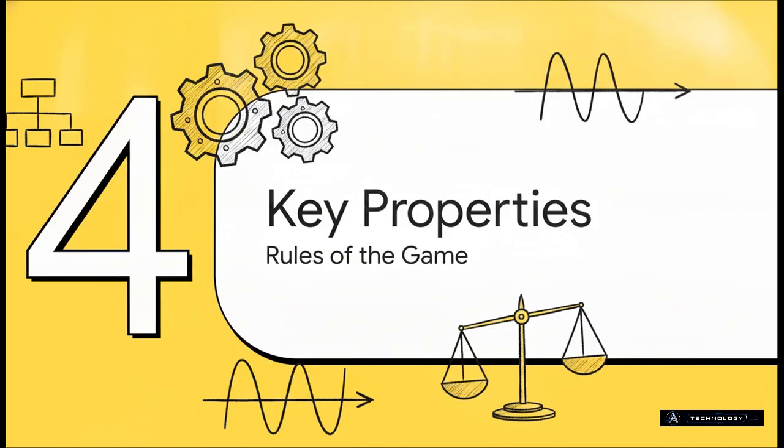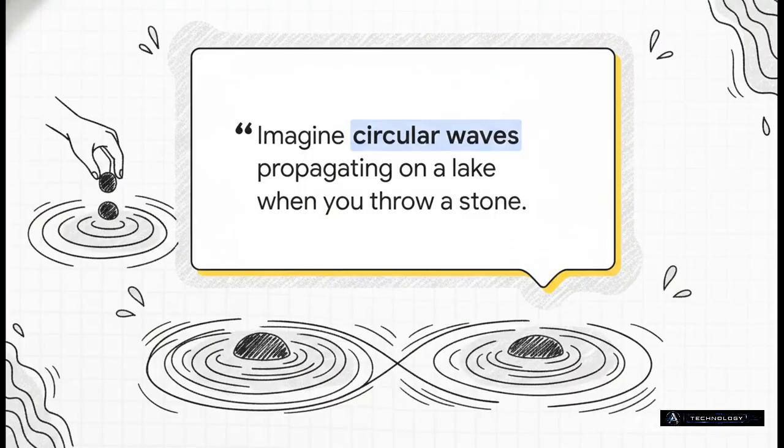All right, section 4, 3 key properties, basically the rules of the game. For our mathematical models to actually be solvable and useful, the continuous-time systems we're looking at have to obey 3 foundational laws. To wrap our heads around the first rule, there's this great analogy from the source material. Just imagine the circular waves propagating on a lake when you throw a stone in. You get a really nice, predictable set of ripples, right?